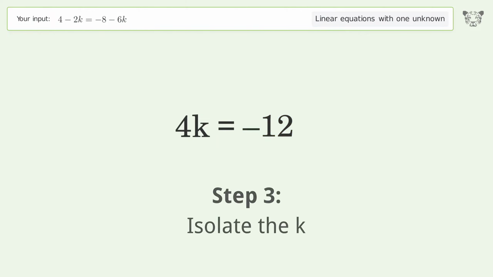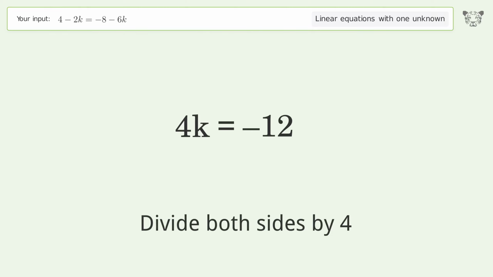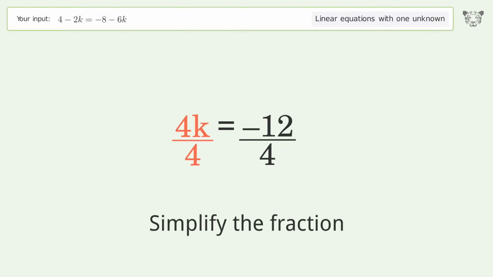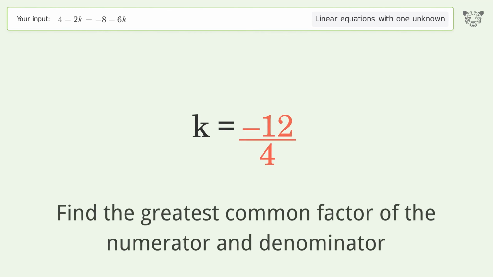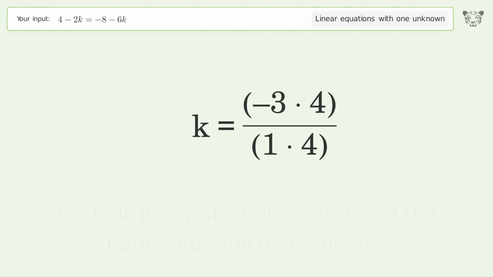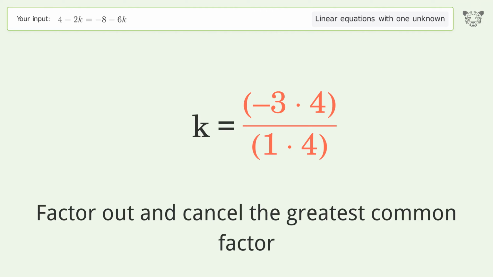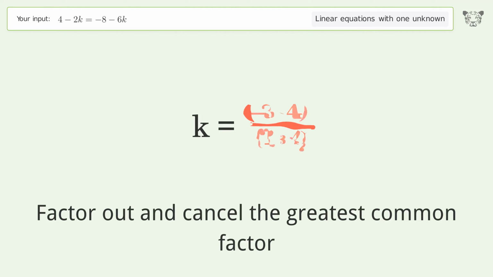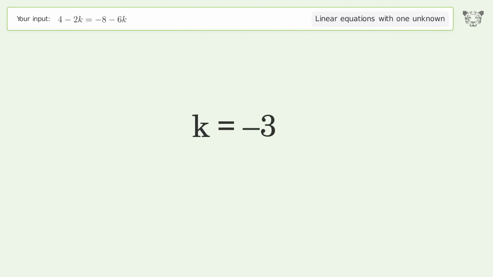Isolate the k. Divide both sides by 4. Simplify the fraction. Find the greatest common factor of the numerator and denominator. Factor out and cancel the greatest common factor. And so the final result is k equals -3.